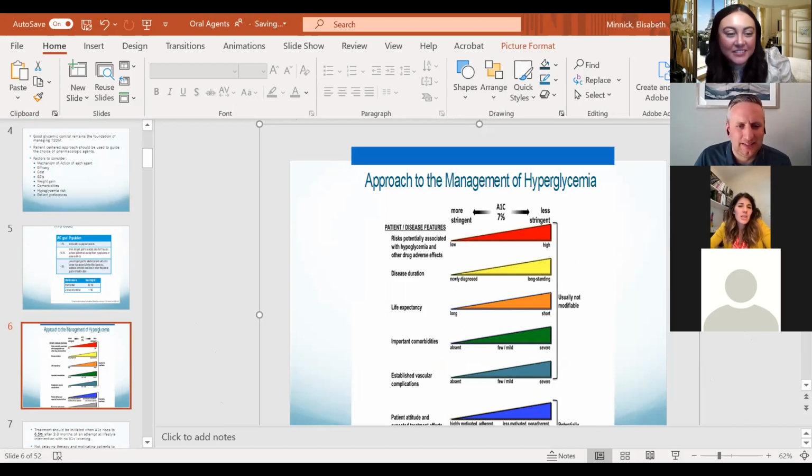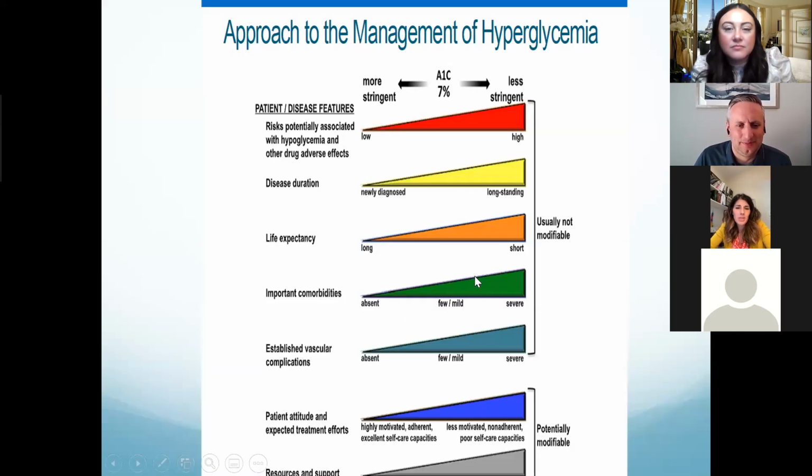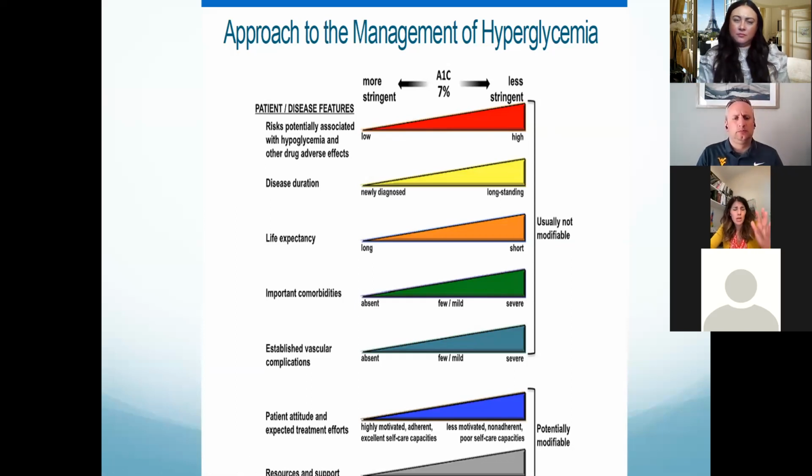So again, the approach and the management of hyperglycemia, this really speaks to the previous slide. I was saying when you need to do more stringent control and less stringent control. More stringent is on the left-hand side, less stringent on the right-hand side. Those are factors for you to consider in your own patient population. So what are the risks? What are the risks of the drugs they're on and overlapping risks? How long have they had diabetes?